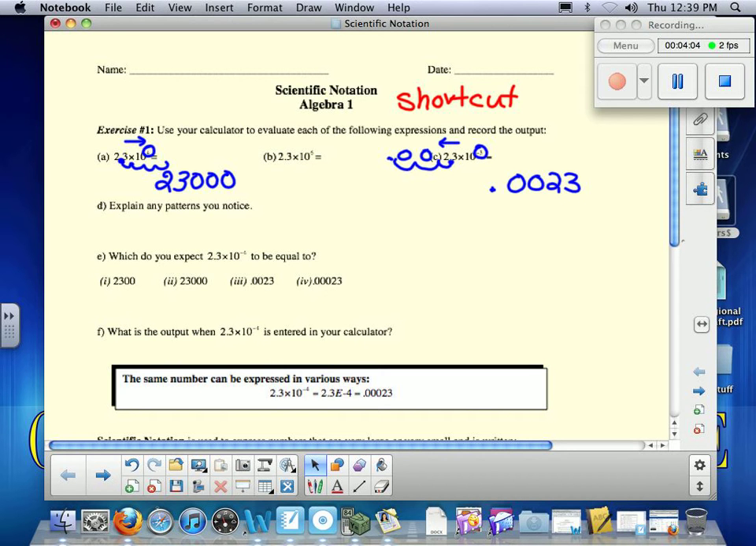Is schloopy a technical term? Just in my classroom, nowhere else in the world. Left is negative, right is positive. How do you know how many times to move it? The number tells you.